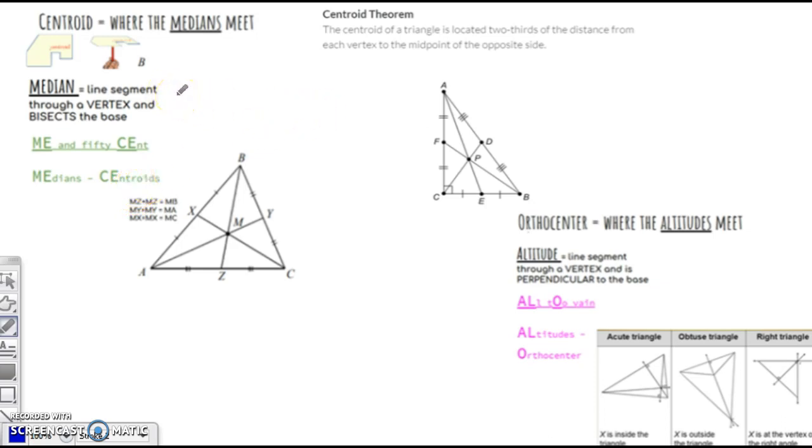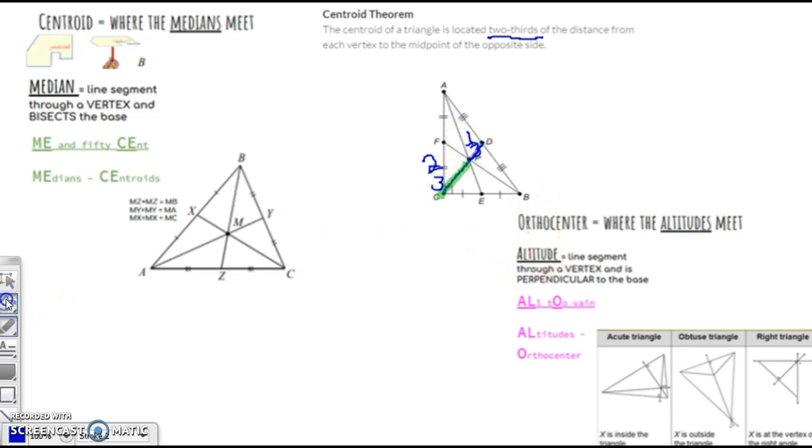All right, the centroid is the center of gravity. So just like this guy here, if you hold your pencil on the centroid, it should stand right there. And then we also have this centroid theorem that says the centroid of the triangle is located 2/3 of the distance from each vertex to the midpoint of the opposite side. In other words, if we look at this median right here, the bigger part would be 2/3 the distance. Let me highlight that. This part would be 2/3 the distance. And then the smaller part would be 1/3 of the distance.